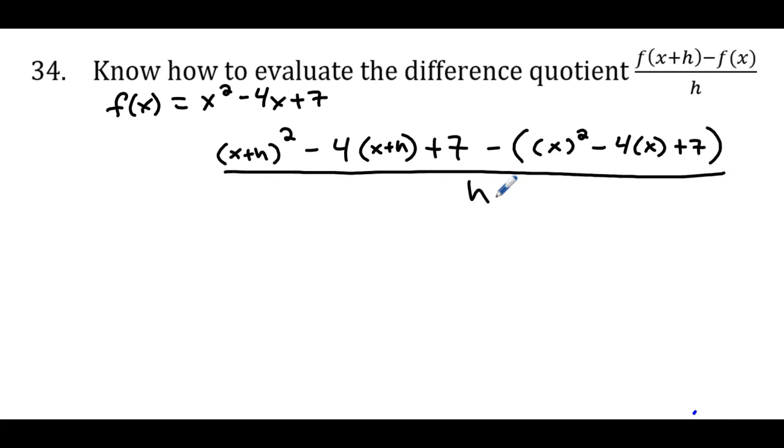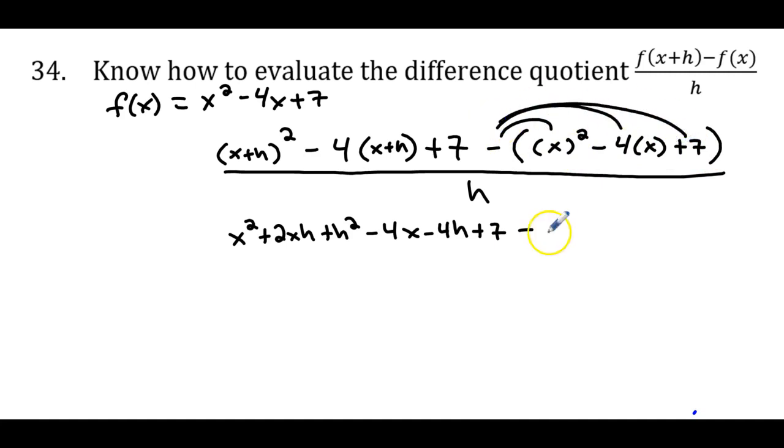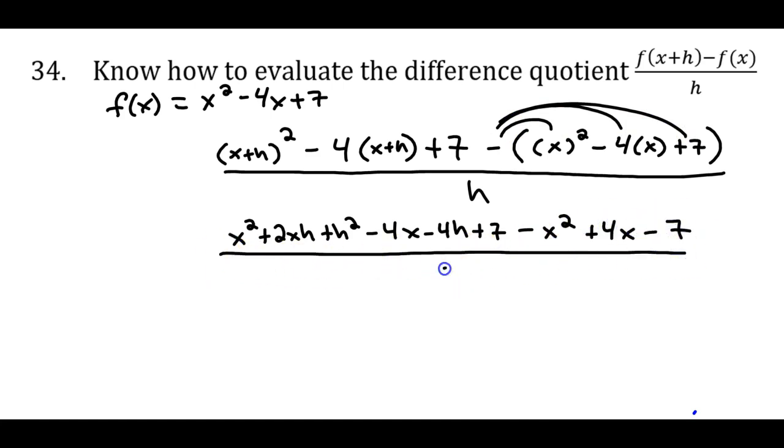And so now it's just a little bit of algebra work here. x plus h squared is what I'm going to do first. And I know that that's the same thing as x squared plus 2xh plus h squared. I'm going to distribute the negative 4, so I get minus 4x minus 4h plus 7 minus, now this one there's not really any work that needs to be done other than distributing that negative to each term. So I'm going to say minus x squared plus 4x minus 7, and all of this mess is over h.